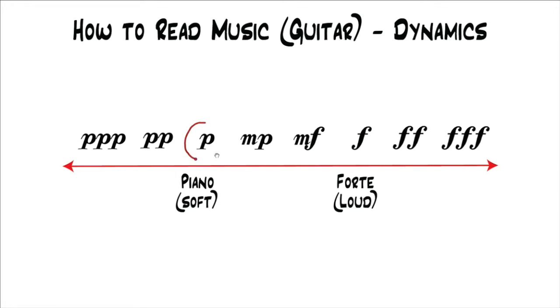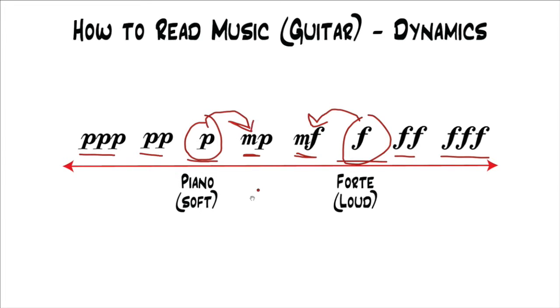And then between P and F, you have MP and MF. So if you always remember P and F, piano and forte, soft and loud, if you want to make it softer, add more P's. If you want to make it louder, add more F's. In between that is MP and MF. So MF going down from F, MP going up from P.